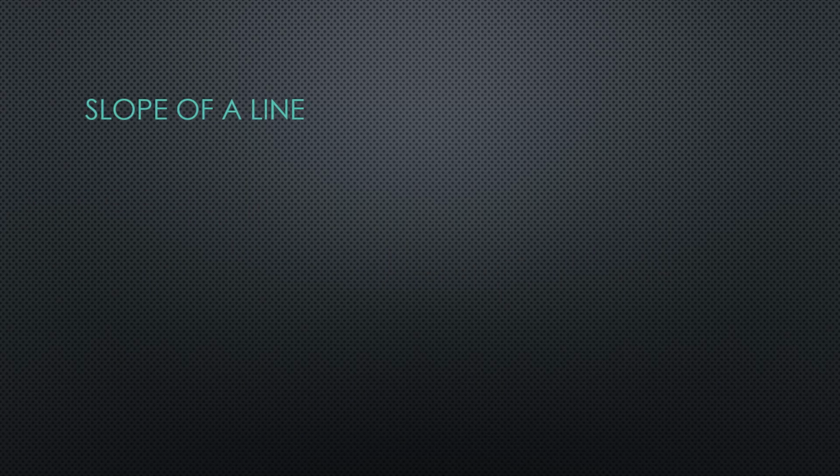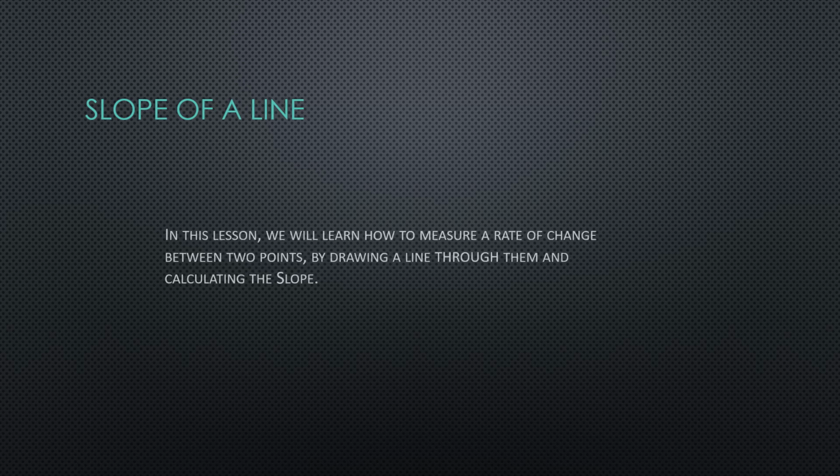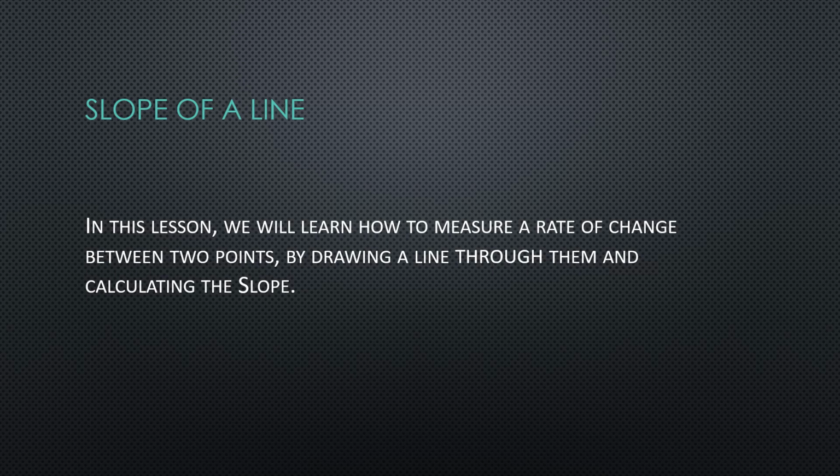In the last lesson, we discussed the coordinate plane and how we can use coordinate points to mark locations using the x and y coordinates. We also learned how we could plot different coordinate points and analyze the distance between them. In this lesson, we will learn how to measure a rate of change between 2 points by drawing a line through them and calculating the slope.